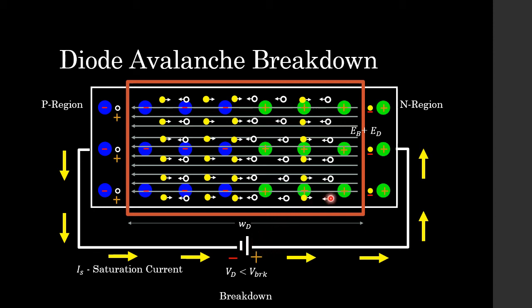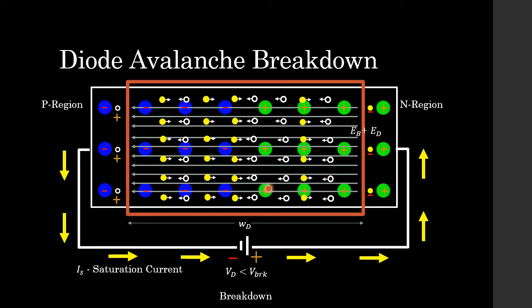And it gets the holes, which are the minority charge carriers from the n region, to move across the depletion region and into the negative terminal of the battery. And what we see is massive amounts of current starting to flow. But now, why does this happen? Why does this condition known as breakdown happen? And specifically, this type of breakdown that we're looking at here is known as avalanche breakdown.